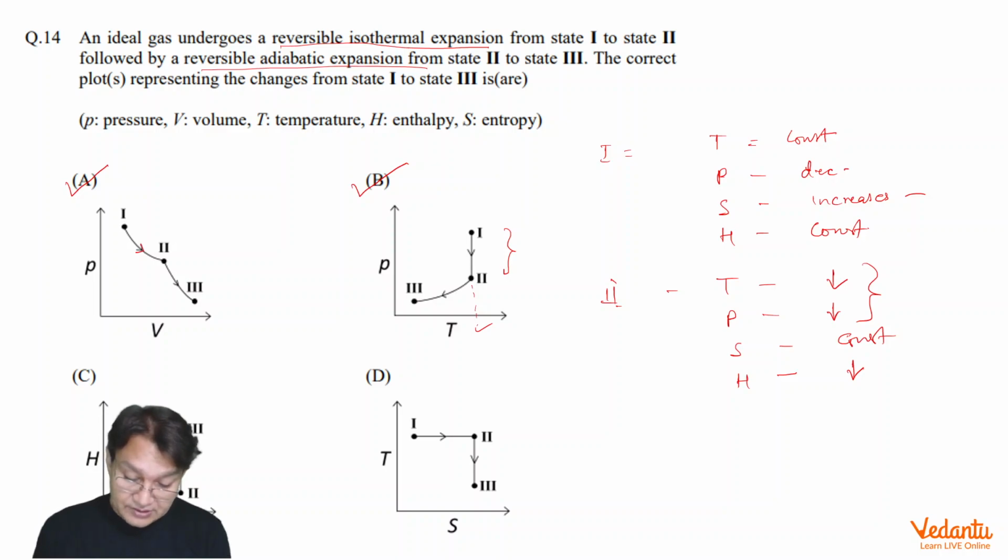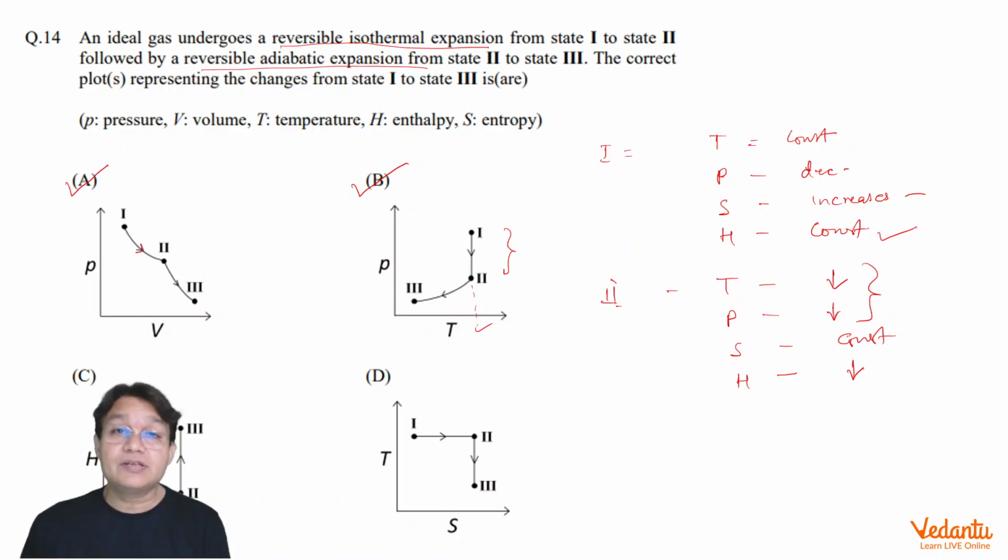If we see the option C, here from 1 to 2, enthalpy is constant and it should be constant, and entropy is increasing. That's very good, so this portion is correct. But going from 2 to 3, we see that enthalpy is increasing, and in reversible adiabatic expansion, enthalpy should decrease. So C option is an incorrect option because of this portion of the graph.